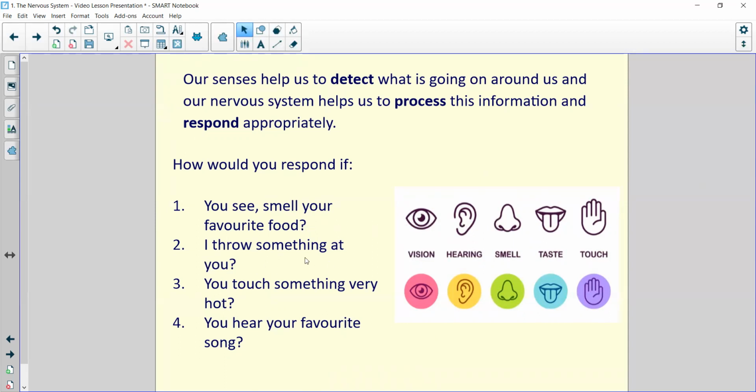If you have something thrown at you, your eyes are picking up that information. If you touch something very hot, that is going to be the skin that's detecting that. If you hear your favorite song, obviously it's going to be your ears, your hearing. But the response, how we deal with that, is carried out by the brain. The brain has to decide what we're going to do, and then we respond appropriately.